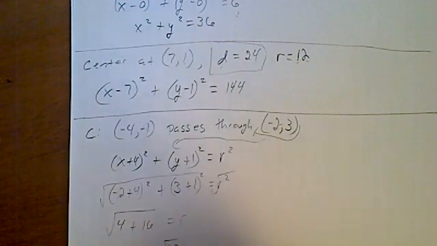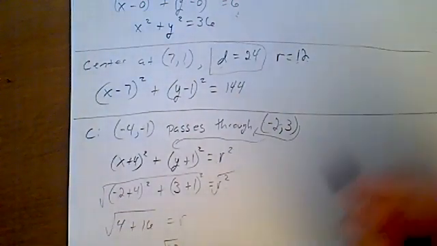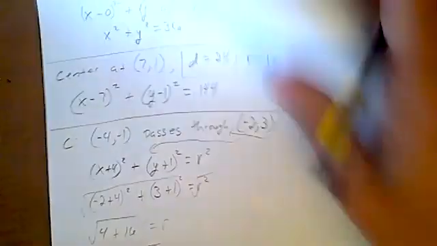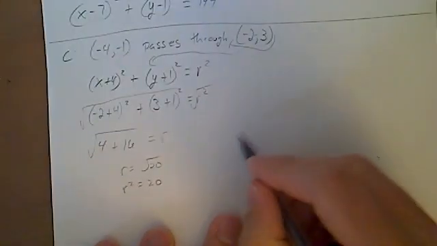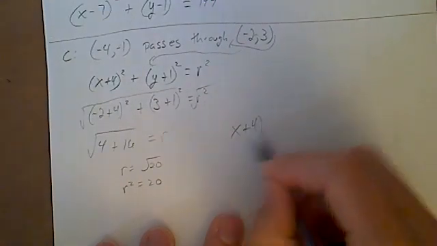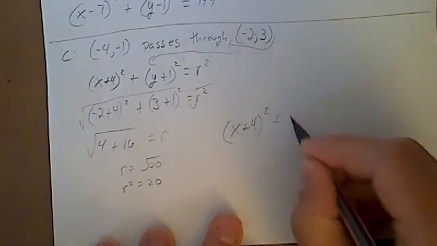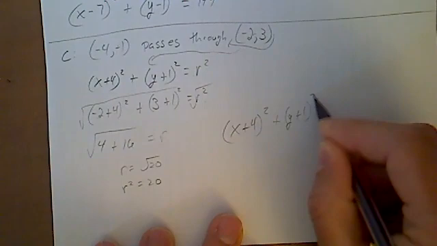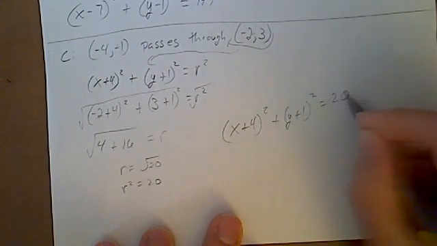So really what we care about is r squared, and r squared is 20. So our equation here is x plus 4 squared plus y plus 1 squared equals 20.